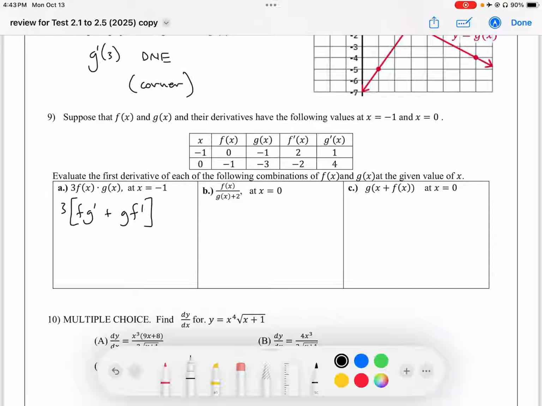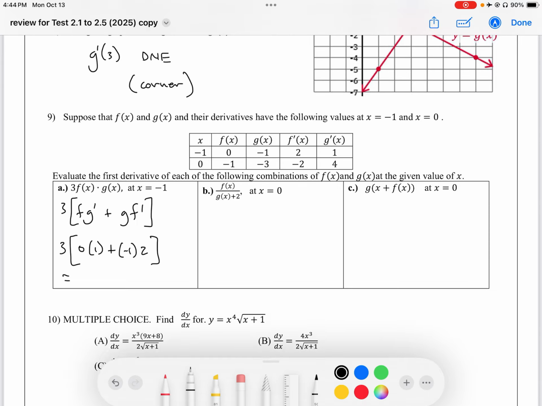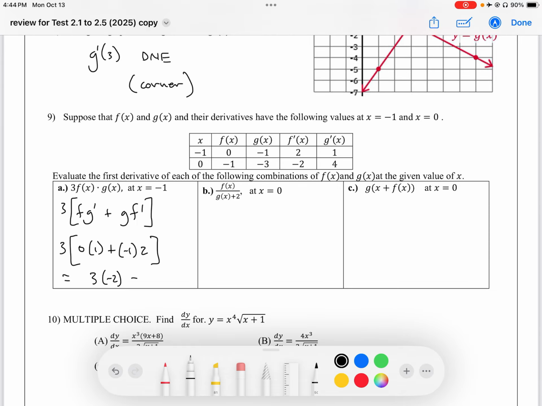Okay, so plugging in negative 1, okay, f of negative 1 is 0. G prime of negative 1 is 1. G of negative 1 is negative 1. And let's see, f prime of negative 1 is 2. So that's going to end up being 3 times -2, which is -6.